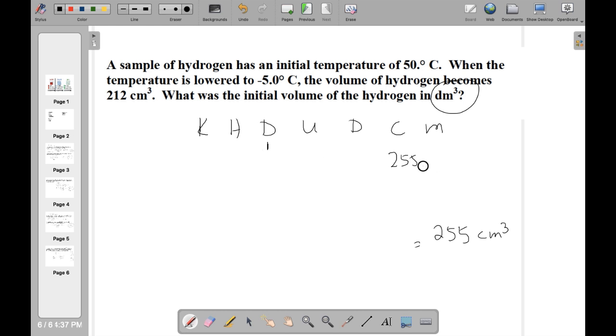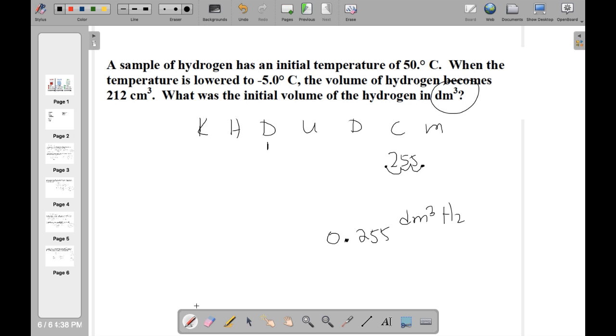So how do I get from here to here? Well, remember, my decimal is here. So I got to move this 1, 2, 3 places, and I'll actually get 0.255 decimeters cubed of H2. That would be my answer. Now, if you put this centimeters cubed down, you might get it wrong. Your teacher might mark that wrong because you didn't put it in the right unit. So yet again, in chemistry, be aware of the small little details.